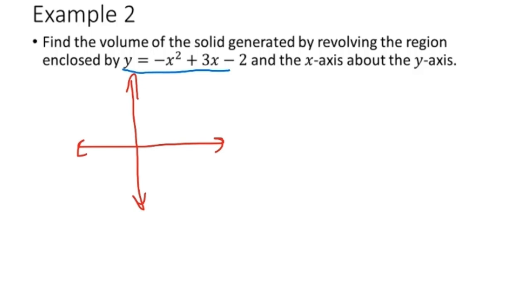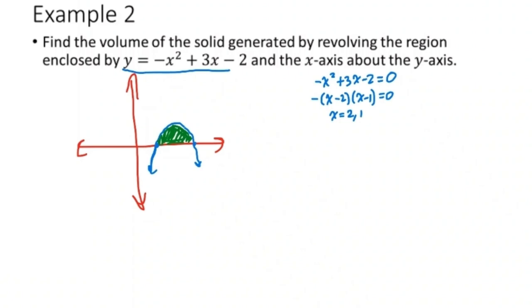But to help us with our bounds, let's see where it intersects the x-axis, which means we're trying to find its x-intercepts. So we'll set our quadratic equation equal to 0, and we can solve our quadratic equation by factoring, and we get that x is 2 or 1. So y equals negative x squared plus 3x minus 2 would look a little something like what we have in blue, and the region that is enclosed by this parabola and the x-axis would be located here in green.